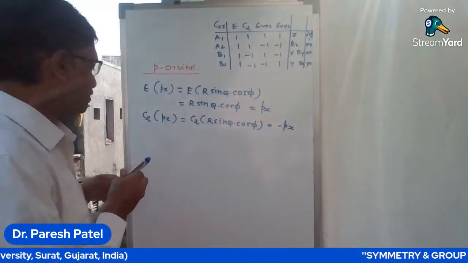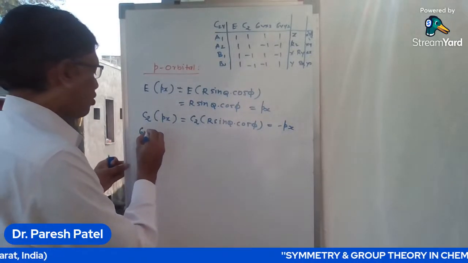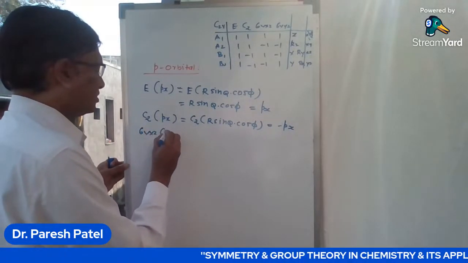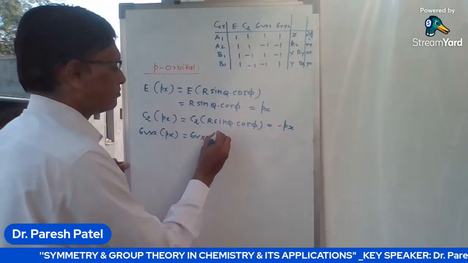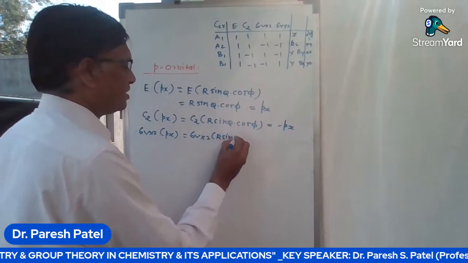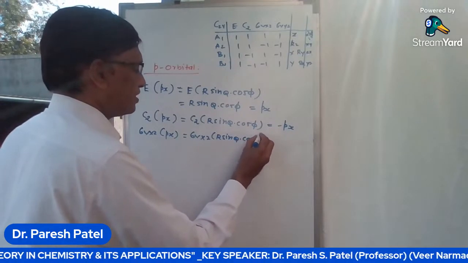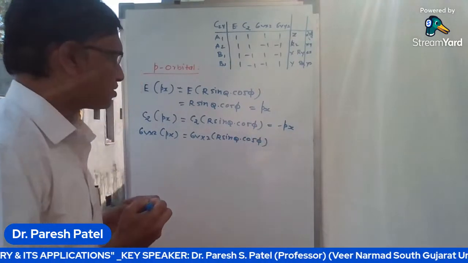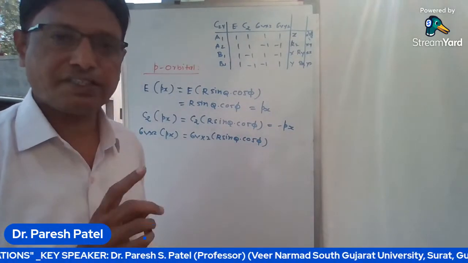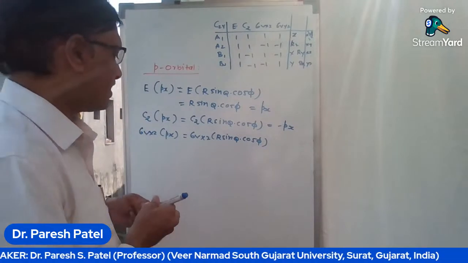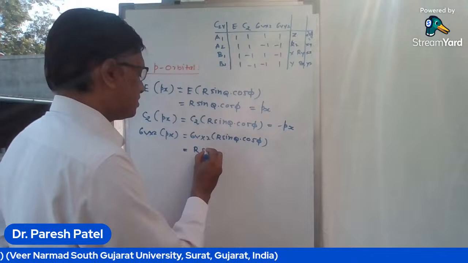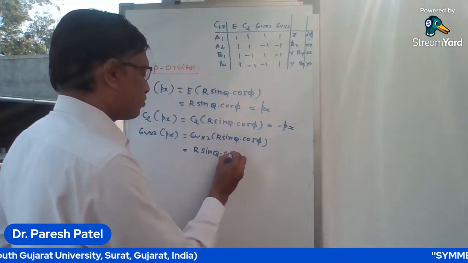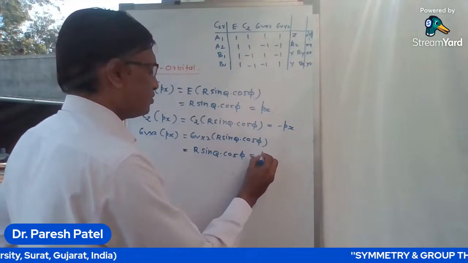Next, if we operate the sigma v xz symmetry operation on px, r sin theta cos phi: in case of the sigma v xz plane, this is the molecular plane, so there is no change in the position of the px. So this can be represented as r sin theta cos phi, which is equal to px.